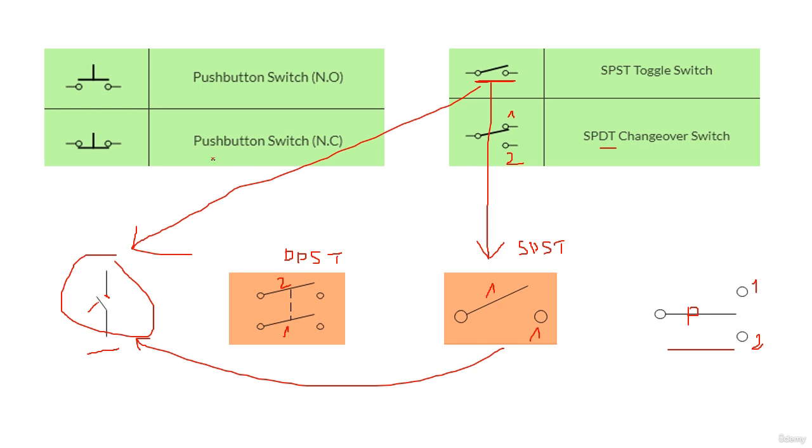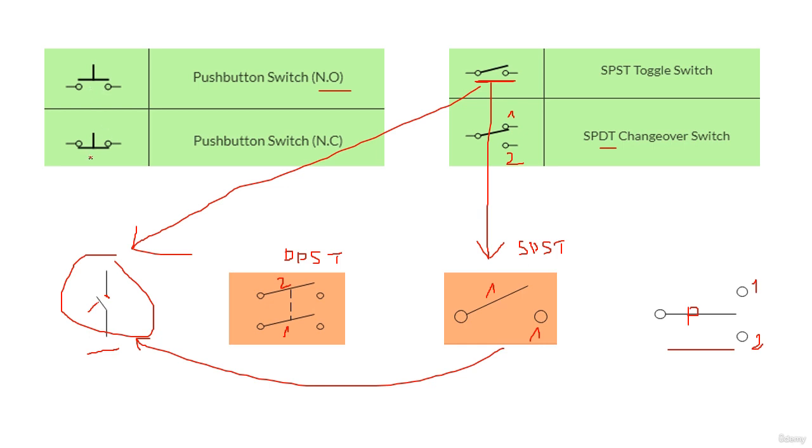Okay, and over here, this is another kind of switch. This is a push button switch. Okay, this is a push button switch. So this is, as you see, it is open. So this is a normally open, as you see, NO, normally open. Okay, this is a normally open switch. If you push it, it will be closed, but normally it is open.